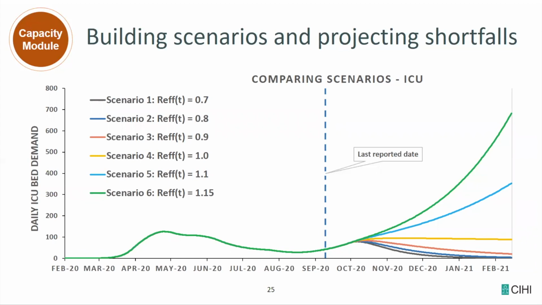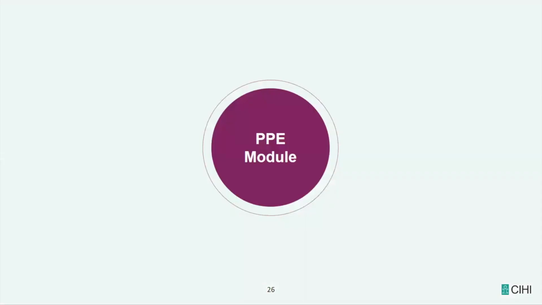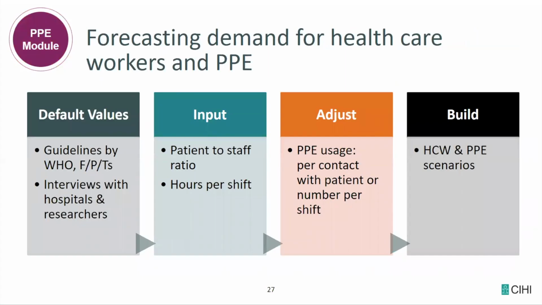The third module, on the next slide, is the PPE module, which uses the predicted number of patients based on the infection rates and hospitalization rates to estimate demand for staff and PPE equipment caused by the epidemic. In this module, the user can enter parameters such as patient-to-staff ratio or shift lengths, and burn rate for PPE such as gloves, masks, gowns for each patient or each staff member.